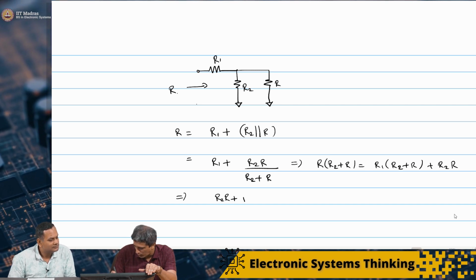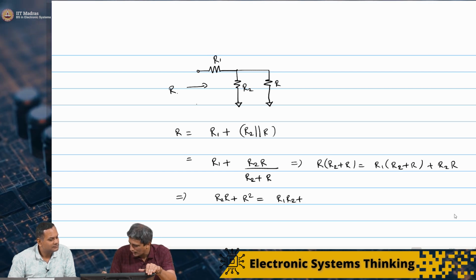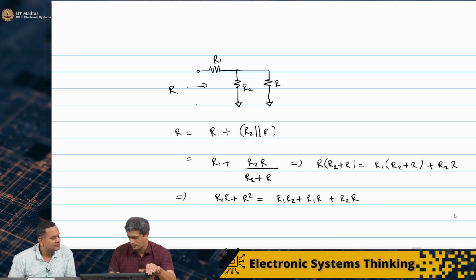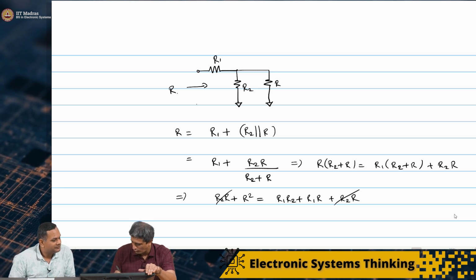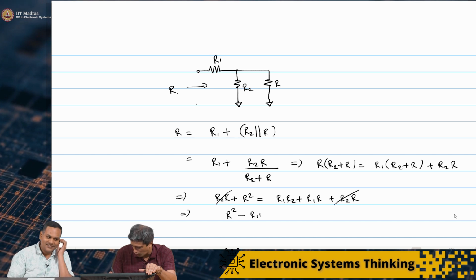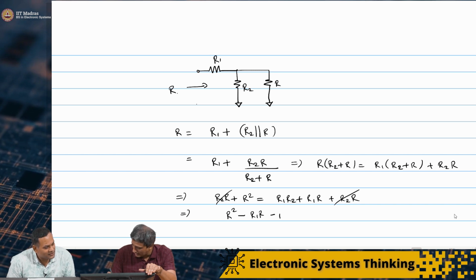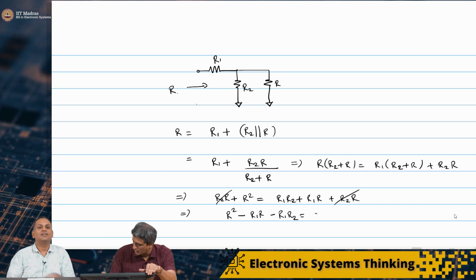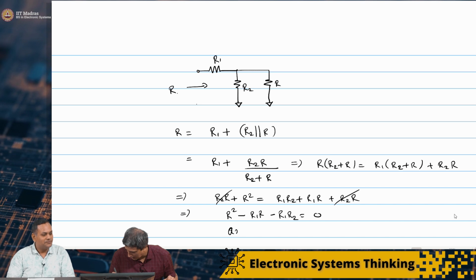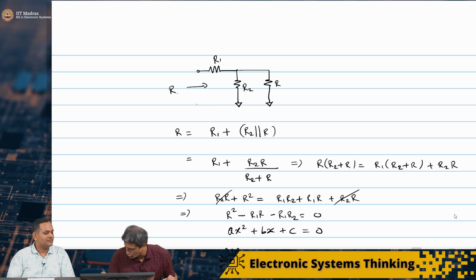R2 into R plus R squared equals R1 R2 plus R1 into R plus R2 into R, right? These two cancel off, and therefore I can say R squared minus R1 into R minus R1 R2 equals 0. So I'm getting a quadratic equation. Exactly. So this is of the form ax squared plus bx plus c equal to 0.